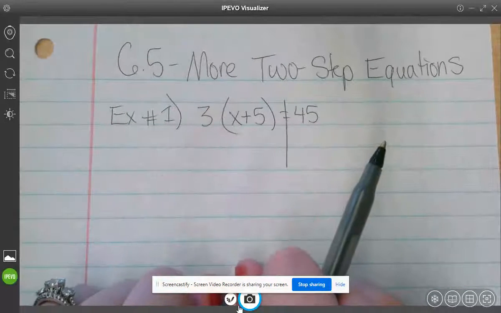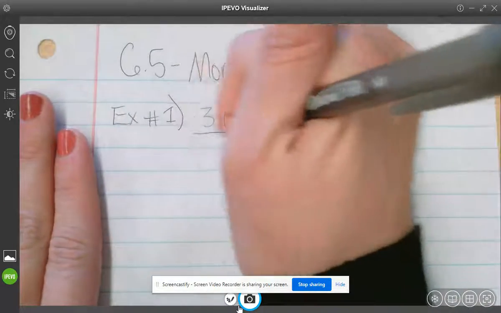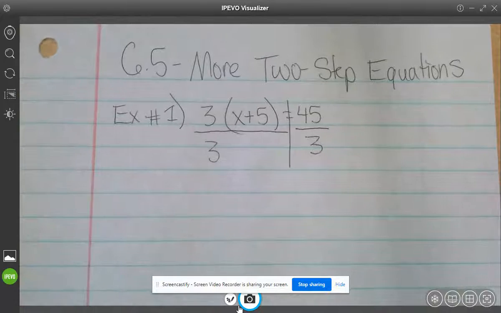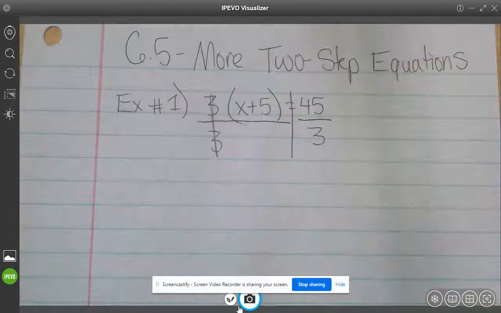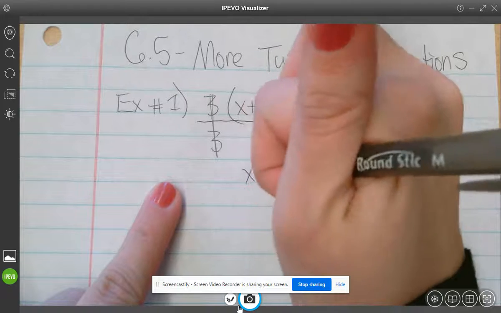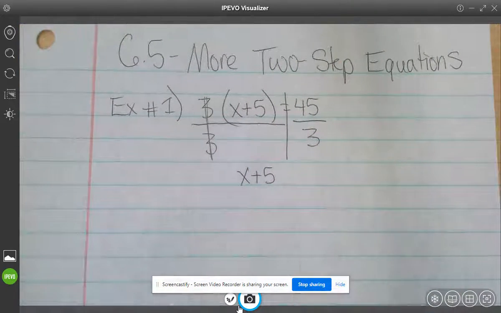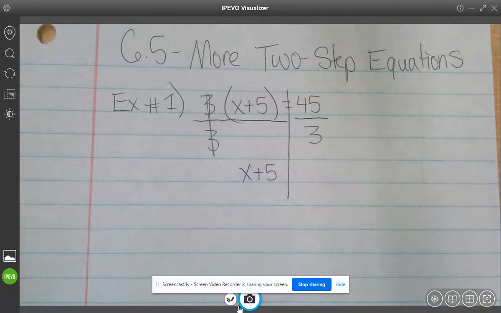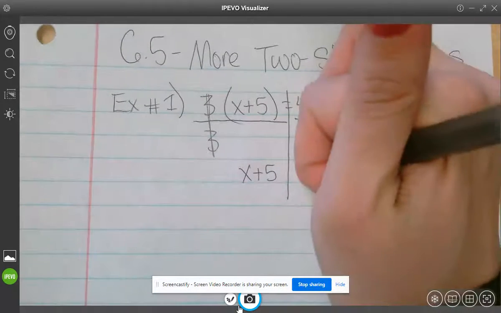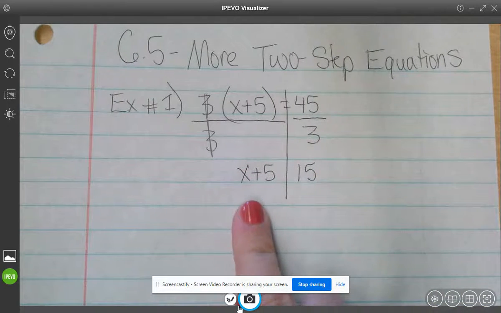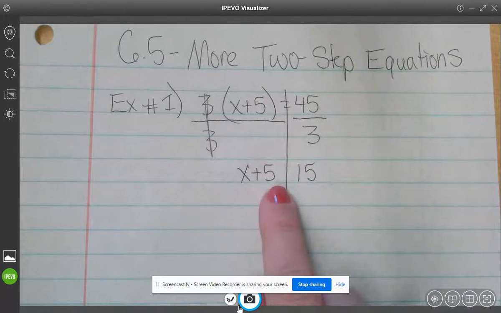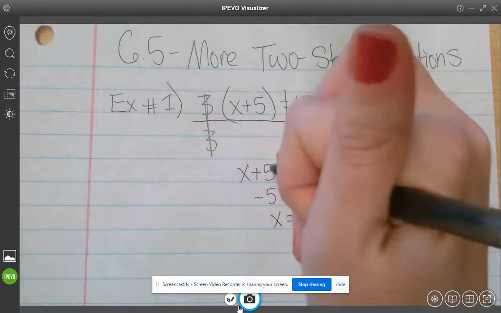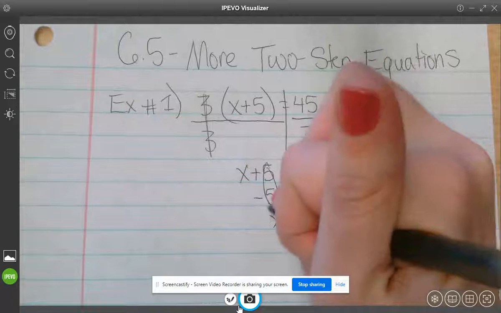How do I undo multiplication? I divide. So I'm just going to divide by 3. What you do on one side, you do on the other. That gets rid of the 3 here and just leaves x plus 5. I can drop my parentheses now because there's nothing else there. What is 45 divided by 3? 15. And now, how do I get rid of a plus 5? I subtract 5. And I get x equals 10.